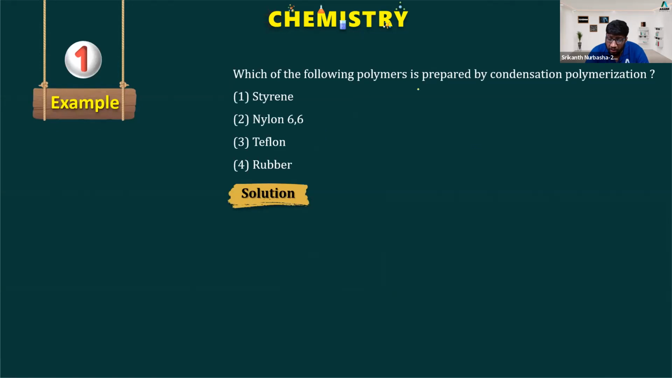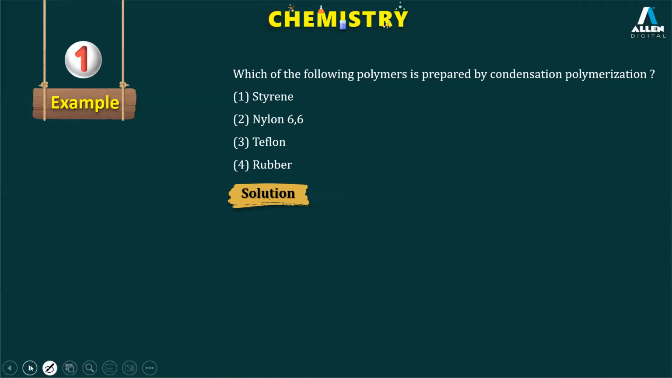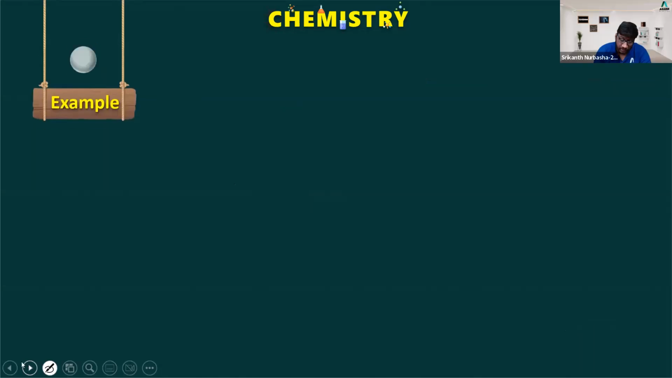Which of the following polymers is prepared by condensation polymerization? Try to answer this. Styrene, nylon 6,6, Teflon and rubber. Nylon 6,6. Very good.